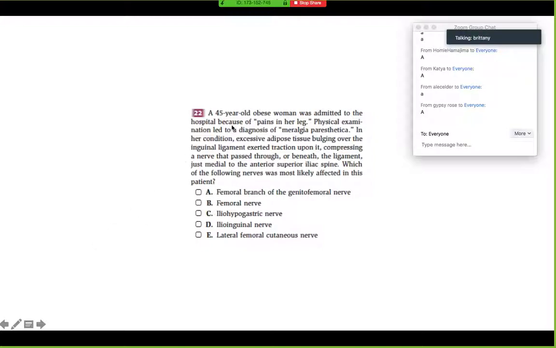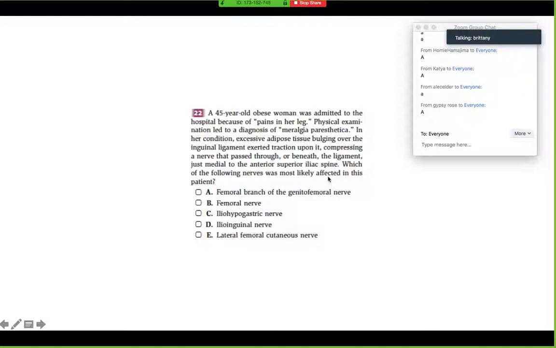Alrighty. 45-year-old obese woman admitted to the hospital because of pain in the leg. Physical exam led to a diagnosis of myalgia paresthetica. In her condition, excessive adipose tissue bulging over the inguinal ligament exerted traction on it, compressing a nerve that passed through or beneath the ligament, just medial to the ASIS.